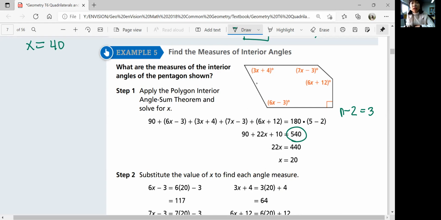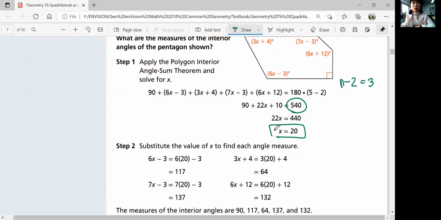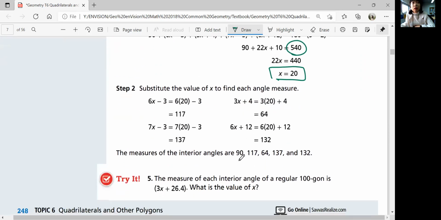So you write the expression, combine the like terms, and solve for x. x is 20. And then you can substitute the value of x to find each angle measure. 6 times 20 minus 3, 3 times 20 plus 4, 7 times 20 minus 3, 6 times 20 plus 12, and so on. And you can figure out all the angles with that. So it's 90, 117, 64, 137, and 132.